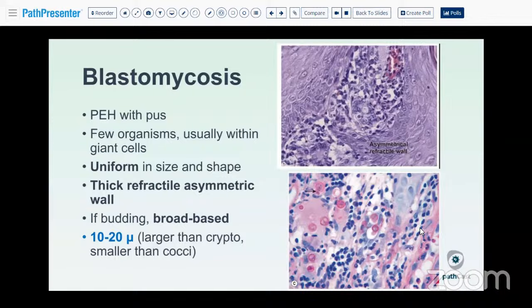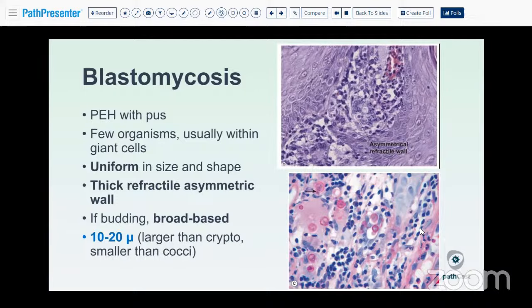Blastomycosis was another answer choice. So it also presents with PEH and pus. Oftentimes there's relatively few organisms. So when I'm looking for a really long time for an organism and I don't find it, and the answers are all infectious, I usually just go with blasto because it tends to be very pussy and low in terms of organisms. They're more uniform in size and shape compared to cocci.